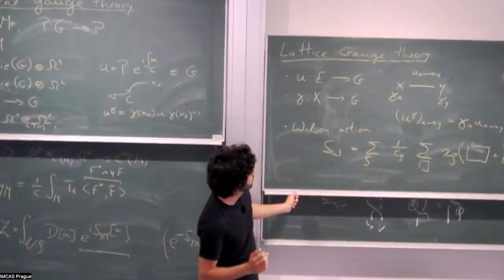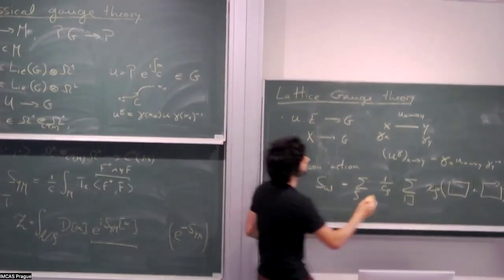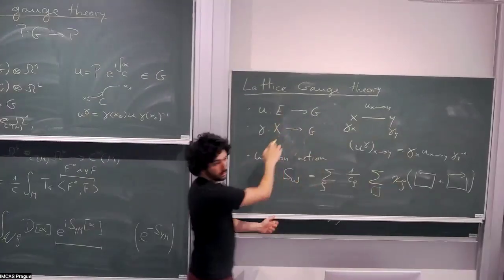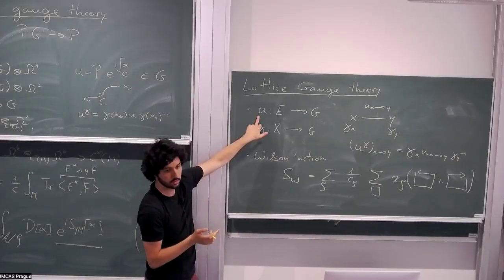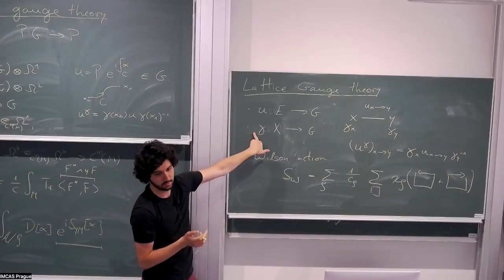So E is the edge or that. Yeah. Exactly, yeah. Oh, okay, so U was holonomy? Holonomy. Exactly. Sorry.